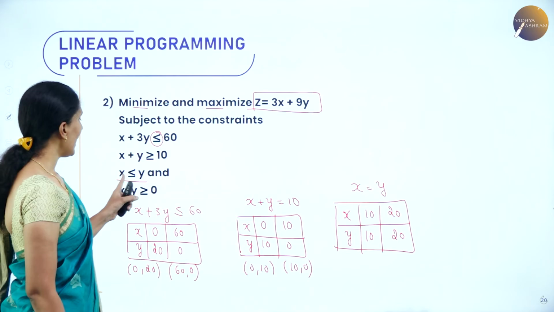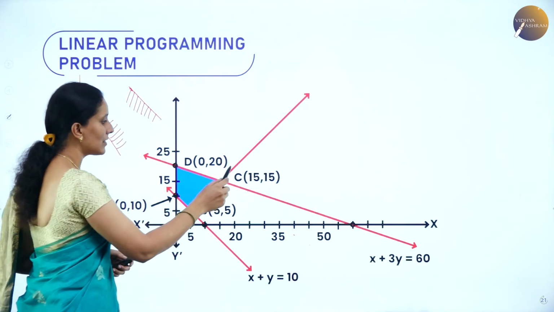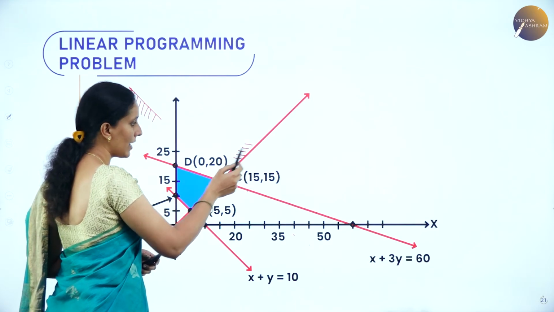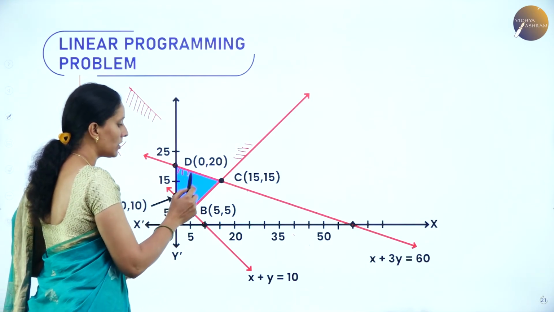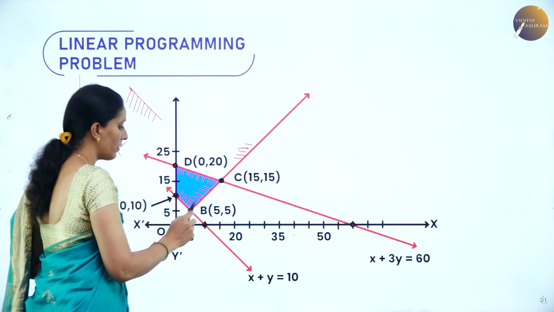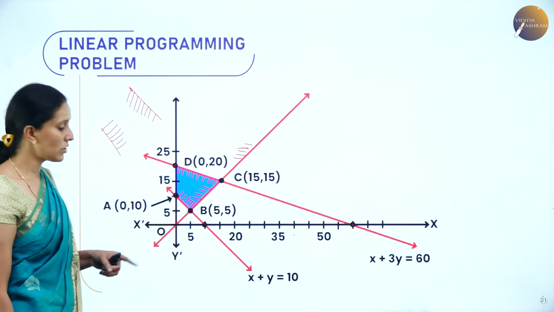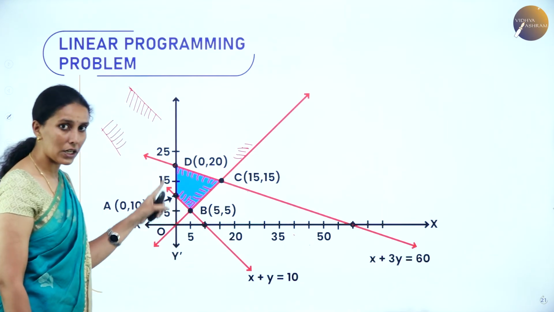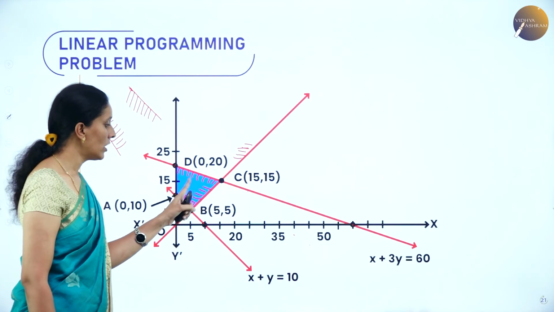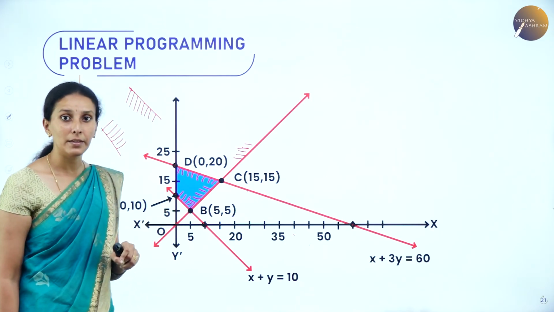And for x less than y, this is the line x is equal to y. Less than y means the solution will be behind this line. So which is the region which satisfies all the conditions? This is the region which satisfies all the conditions of these three linear inequalities. So therefore, shade this region. This region is your feasible region.